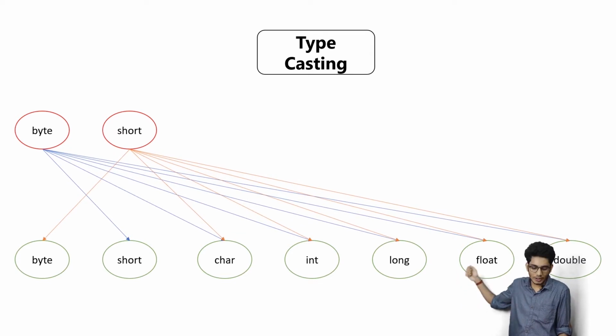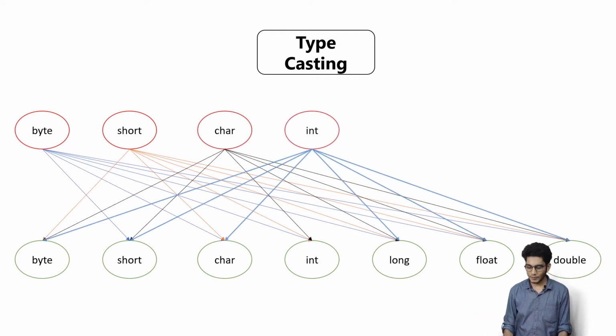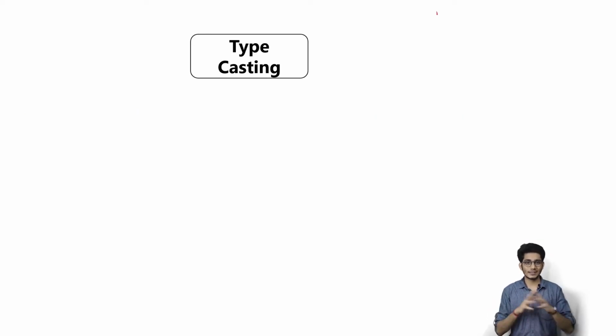And the same goes for short. We can convert our short to char, short to int, short to long, short to float, short to double. So this is what typecasting is. You have to convert your data type into another data type. The same goes for char, for int, and for the others. I think what typecasting is, is clear to you.